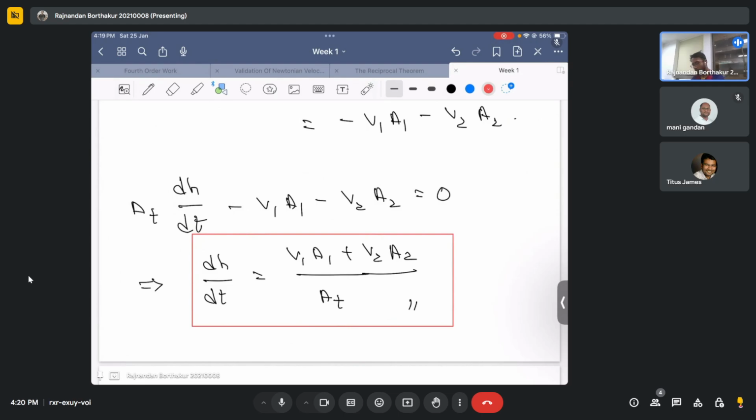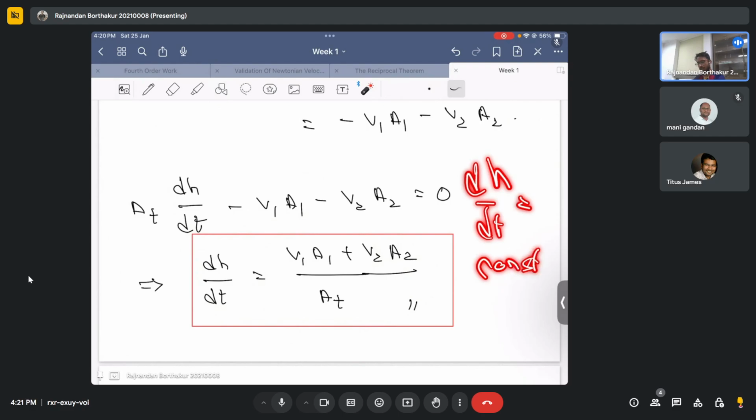Can you tell me, by looking at this expression, is the rate of change of water height with respect to time, that is dH dt, a constant or a variable? Given all those things that I already said, that is v1, A1, v2, A2 and AT. Is it a constant or a variable? Can you give it a try? Is dH dt a constant, or is it some function of time or some function of other things?